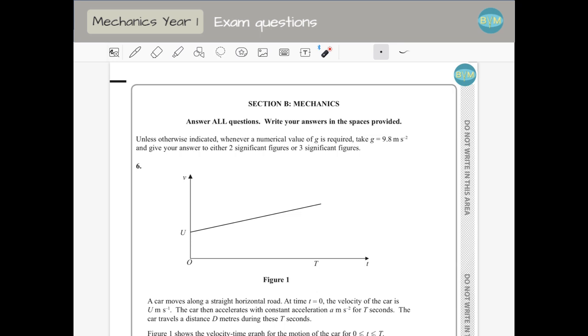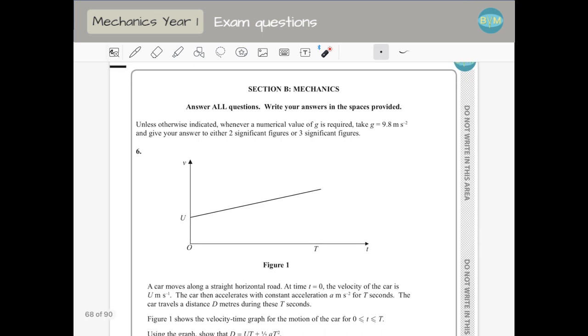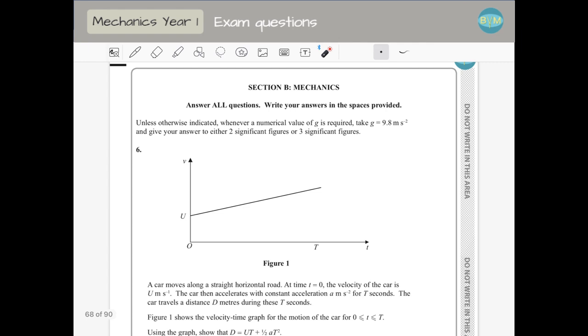Hello, this is question 6 on your AS specimen or sample paper from Edexcel, paper 2, and it's the first mechanics question. They say, unless otherwise indicated, you have to use g as 9.8 and 3 significant figures, but that doesn't apply to this particular question. It's for the rest of the paper.